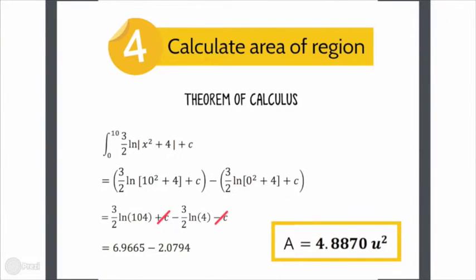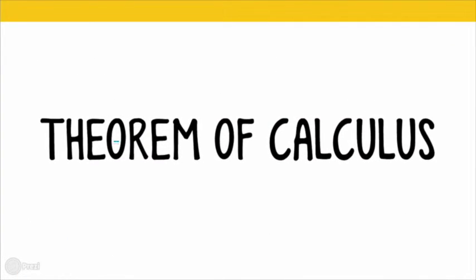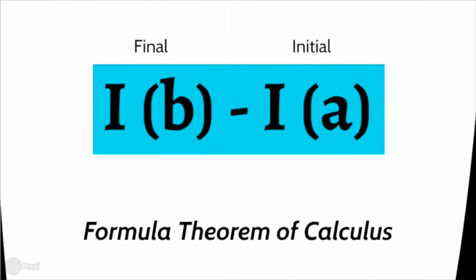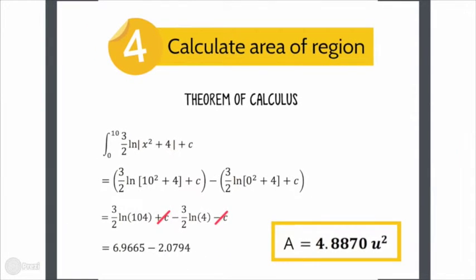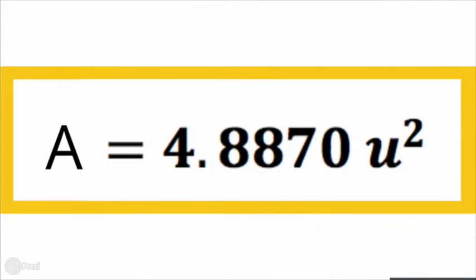To calculate the area of the region between x equals 0 and x equals 10, we used the first theorem of calculus, which consisted of substituting the values of 0 and 10 in the x variable of the integration result and subtracting them. Our result for the given area is 4.8870.